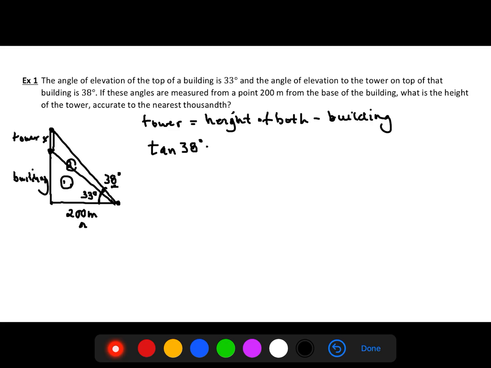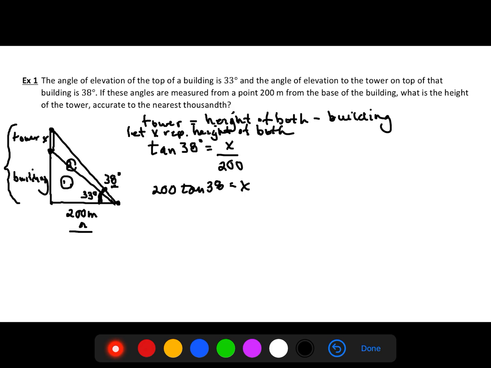So we're going to start with tan of our 38 degree triangle, and let's use x for this one, and we're going to say let x represent height of both. So we're going to define what it is that we're looking for. So we have our 38 degree angle: tan 38 is the height of the entire thing over 200. So 200 times tan 38 is equal to x.